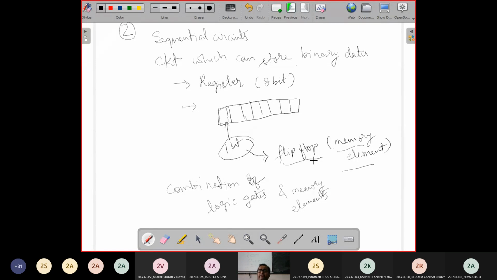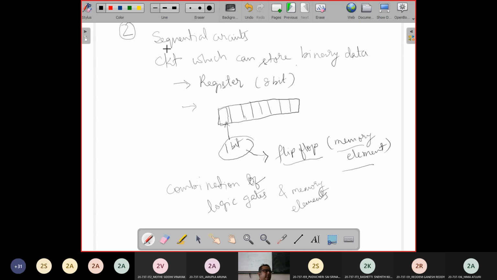An example can be a flip-flop, which can store one binary information, one bit of data for us. And when you connect multiple flip-flops together, that becomes a register for us, which can store 8-bit data if you declare it as an int data. These circuits are referred to as sequential circuits, and they are constructed using a combination of logic gates as well as memory elements. So that is what we are going to understand.